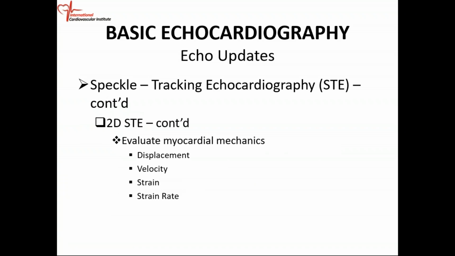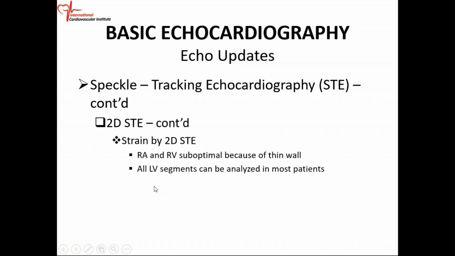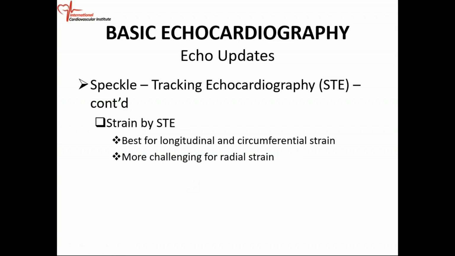You can use your 2D speckle tracking echo to look at your myocardial mechanics: the displacement, the velocity, the strain, and strain rate. For clinical utility, we're just going to concentrate on strain. It is not good to look at the right atrium or the right ventricle, because these walls are fairly thin. But almost all LV segments can be analyzed.